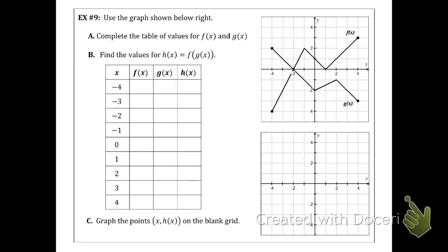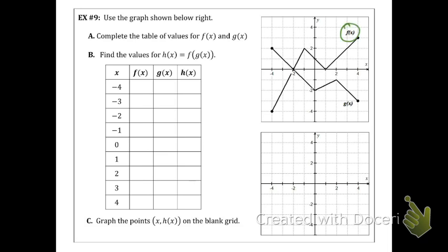All right, example 9 says use the graph shown below and shown below on the right. Complete the table of values for f of x and g of x. Find the values for h of x, which is the composition of f of g of x. All right, so we're going to go through here, and we're going to find f of x. So I'm going to take, remember this one is our f of x. There's my f of x.